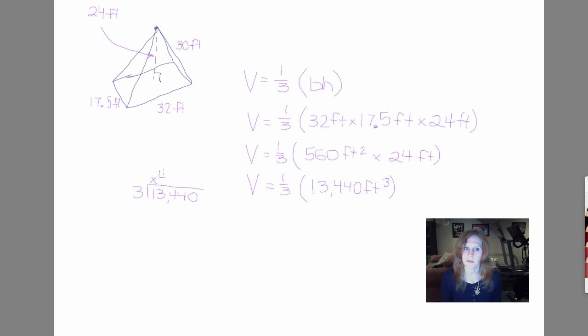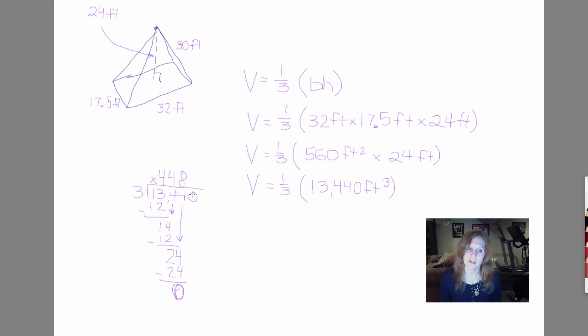So 3 goes into 13 4 times. 3 times 4 is 12. 13 minus 12 is 1. Bring down the 4. 3 goes into 14 4 times. 3 times 4 is still 12. 14 minus 12 is 2. Bring down the next 4. 3 goes into 24 8 times. 3 times 8 is 24. I do need to stick with these 2's. I'm better at them. 24 minus 24 is 0.